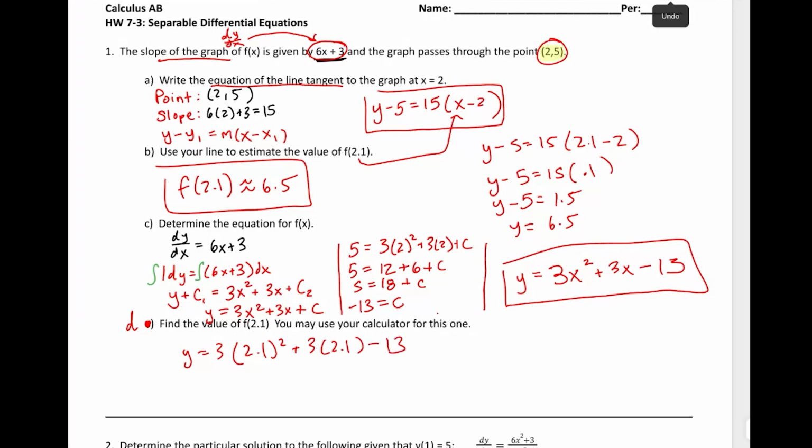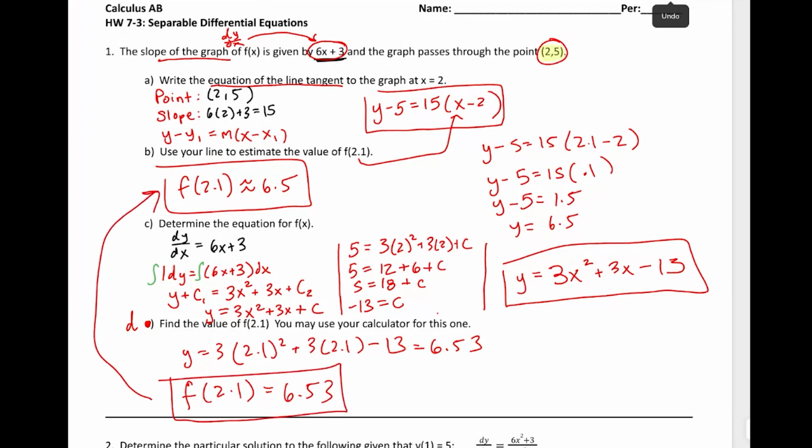And it even specifies that we are allowed to use a calculator here. So I'm going to use a calculator out to the side. I'm not going to bother pulling up Desmos because there's nothing really fancy about what I'm typing in here. I'm just going to do it off to the side. I'm doing it as I speak here, and I get 6.53. So since this is 6.53, we know the exact value of f of 2.1 is 6.53, which is pretty close to our linear approximation.